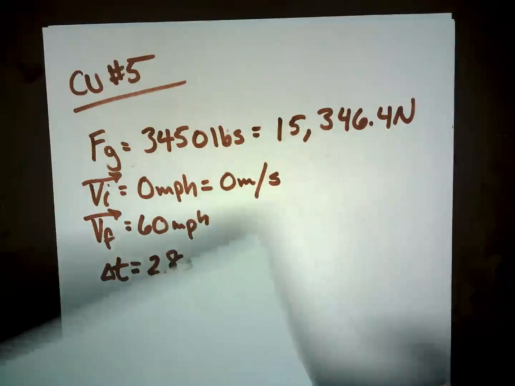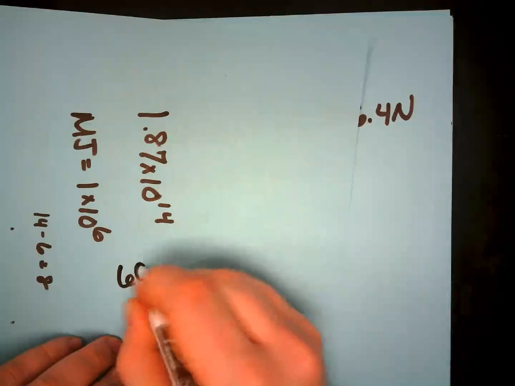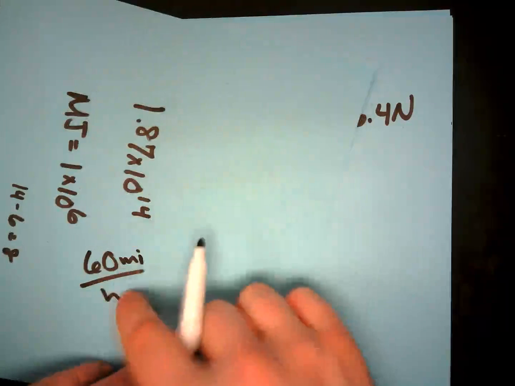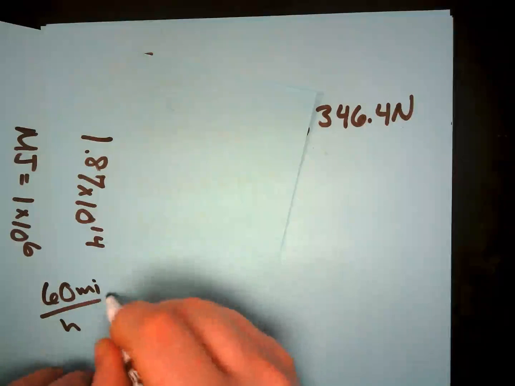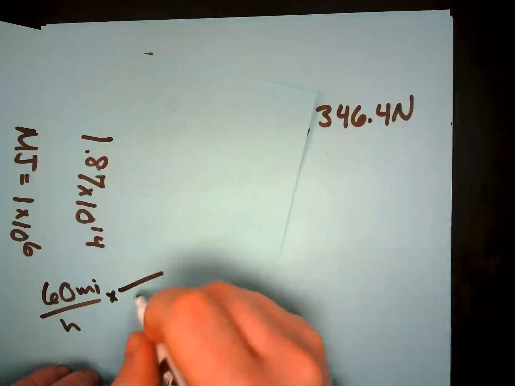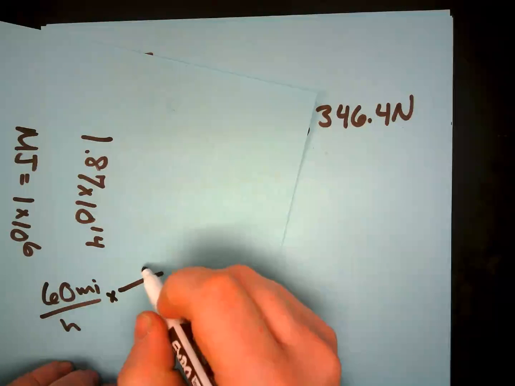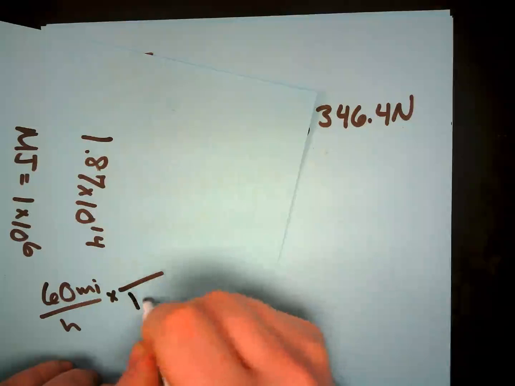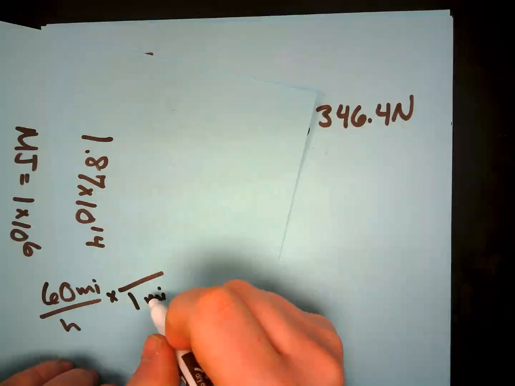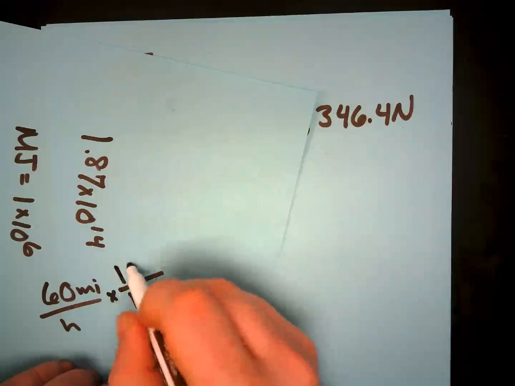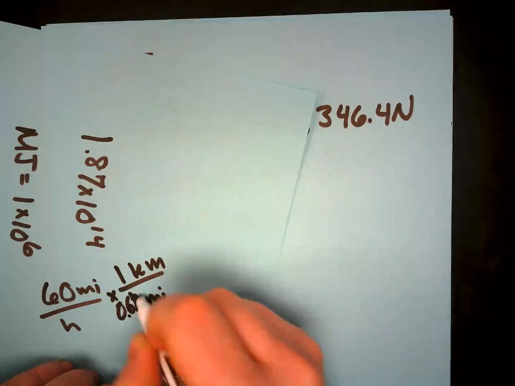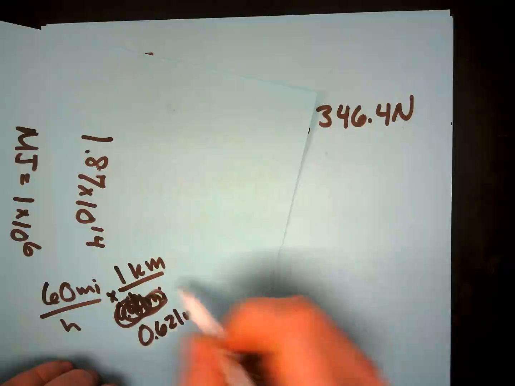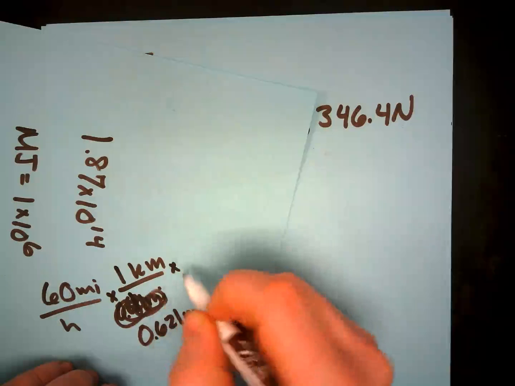We've got to change this to meters per second, which, thank God, is so easy. Let me quickly do the 60. So 60 miles per hour. We've got to change miles to meters and then hours to seconds. In 1 kilometer, there are 0.621 miles, okay?